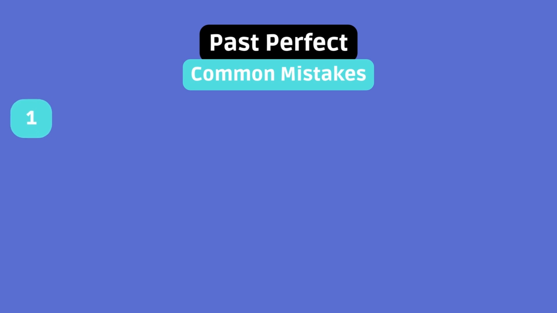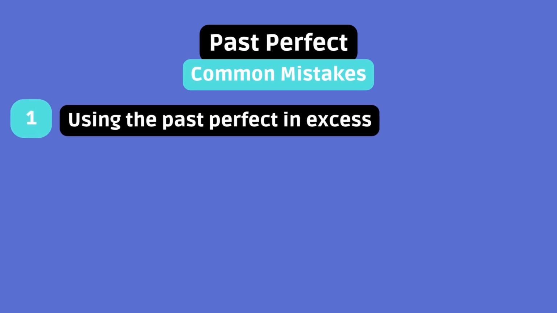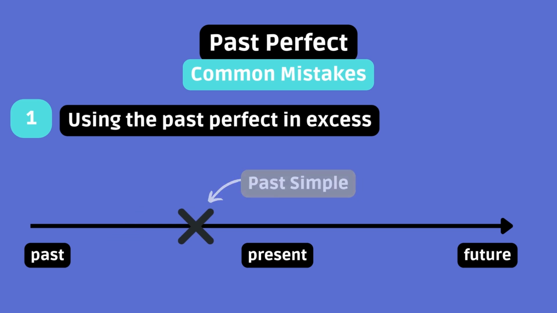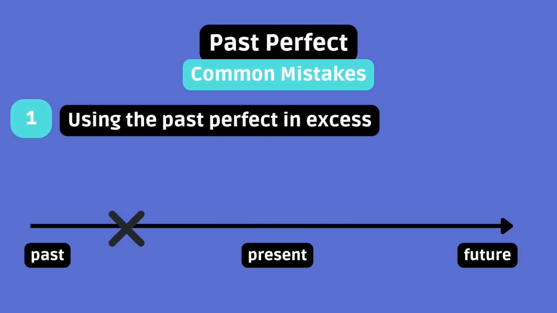Common mistakes. 1. Using the past perfect in excess. When learning about the past perfect, many learners tend to overuse it. Keep in mind that the past perfect is usually used to express an action in the past which happened before another action in the past. If only one action is stated, it's most likely going to be in the past simple. If you have a succession of actions that don't need sequencing, also avoid the past perfect.